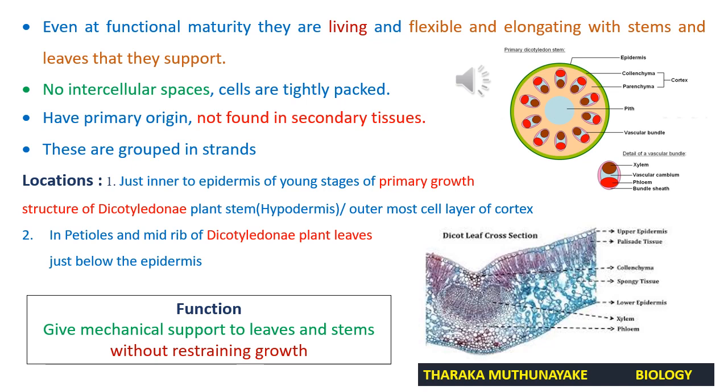Okay, then go to the locations. There are two main locations. The first one is just inner to the epidermis of young stages of primary growth structure of a dicotyledonous plant stem. This is also known as hypodermis.